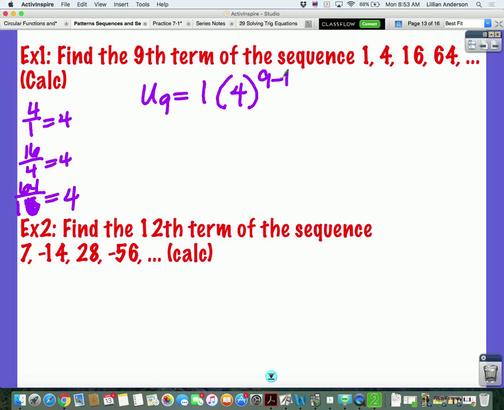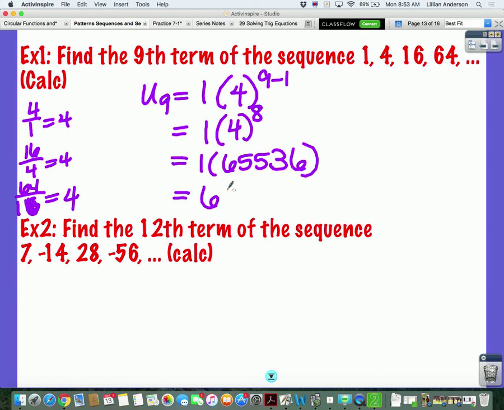What do you do first? The exponents before you ever multiply it by 1. So you do that 4 to the exponent first, and then you multiply it by the first term. So what is 4 to the 8th power? What is it? 66,000. Is that right? Okay, so when you multiply that by 1, 65,536. Simple enough.